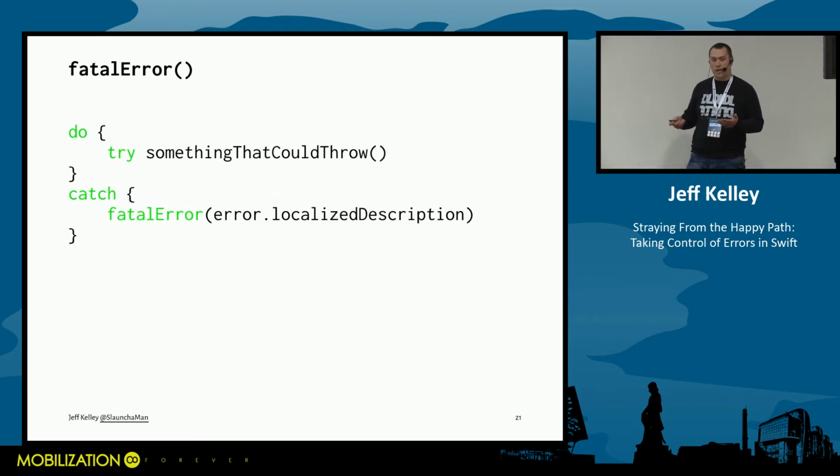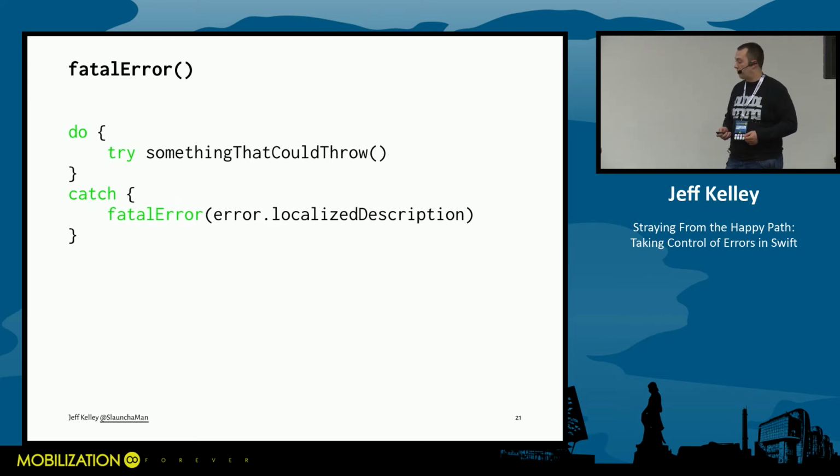And this is kind of the nuclear option. This is the 'this app should never be here, and it's not safe for us to continue running' option of handling errors. But it's better than nothing. It might prevent something worse. Who knows?